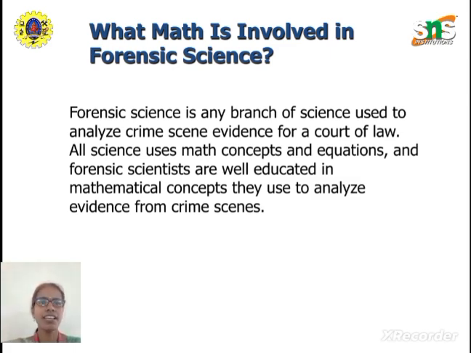Forensic science is any branch of science used to analyze the crime scene and the evidence for a court of law. All the sciences use math concepts and equations, and forensic scientists are well educated in mathematical concepts. They use them to analyze the evidence from crime scenes. So we are going to have a crime scene here, and then see how math plays the role.